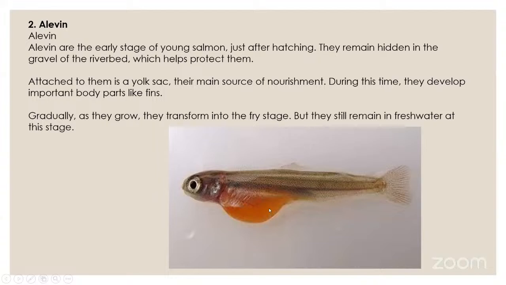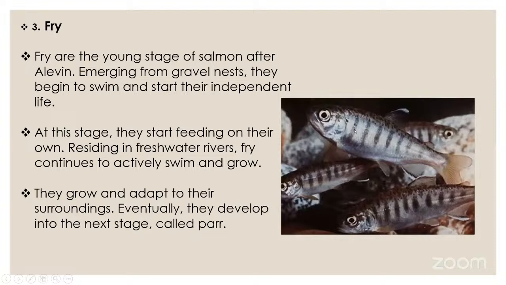How does alevin look? And what is the purpose of this yolk? It serves as nourishment for the growing larva. And why do they develop these stripes and those dots? What is that process called? It is called camouflage. So why do they undergo this camouflage? To protect themselves from predators.